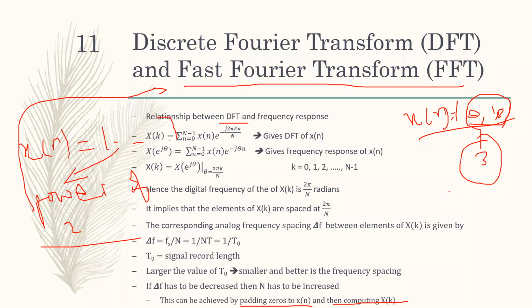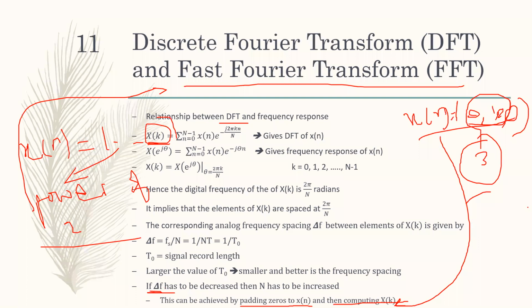So one method you follow is you pad extra 0s and then try to estimate the X of k, say, using the fast Fourier transform. So this is one method you use. This has to be done in order to obtain X of k, and indirectly what you're doing is you are decreasing this delta f.